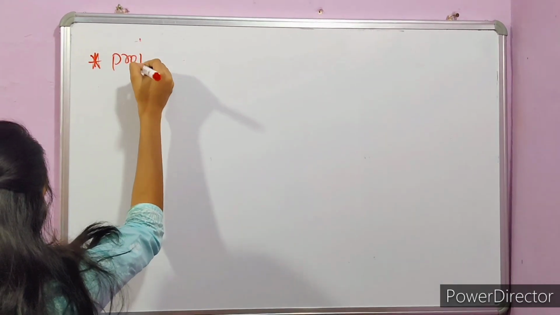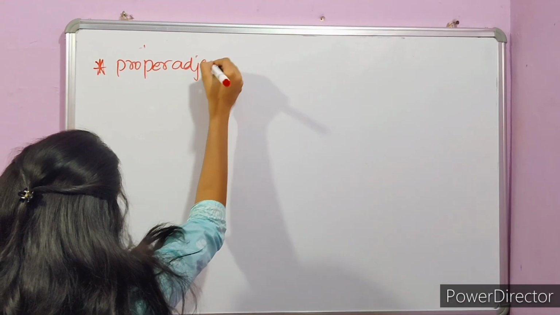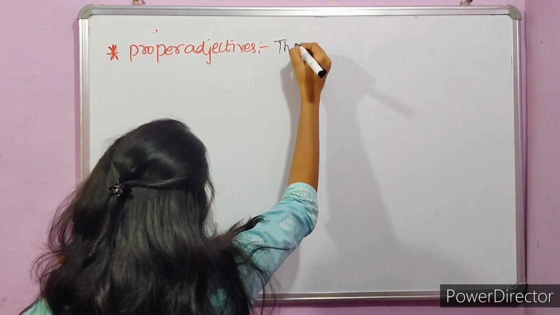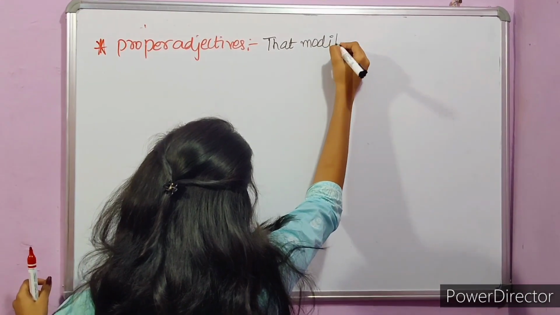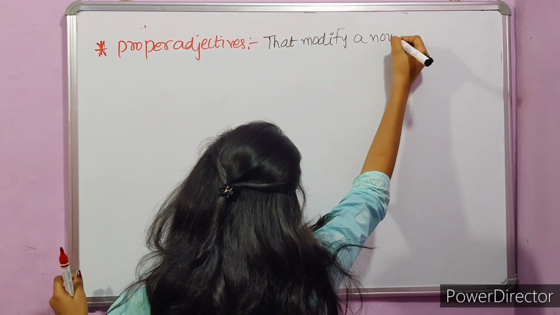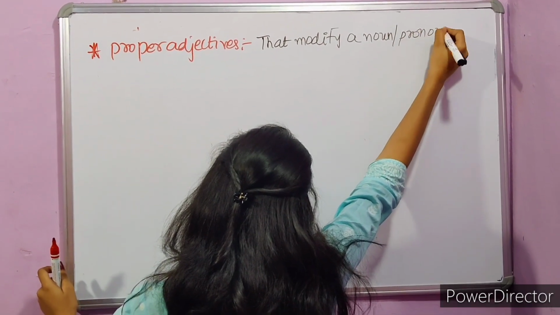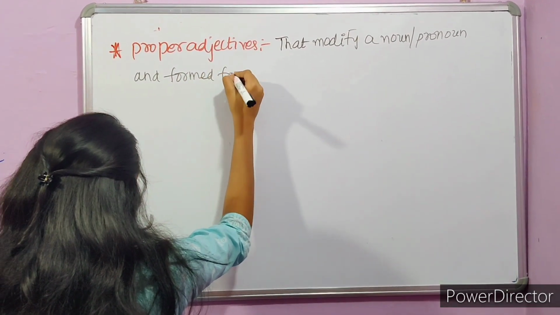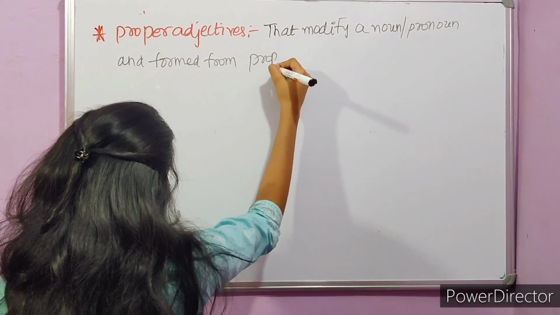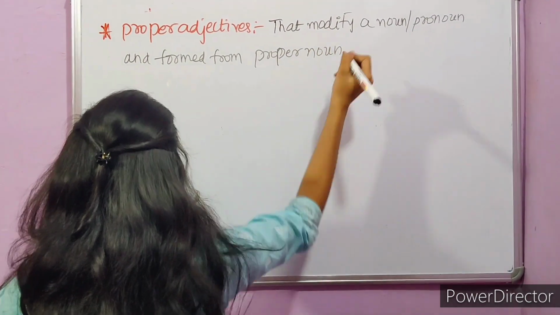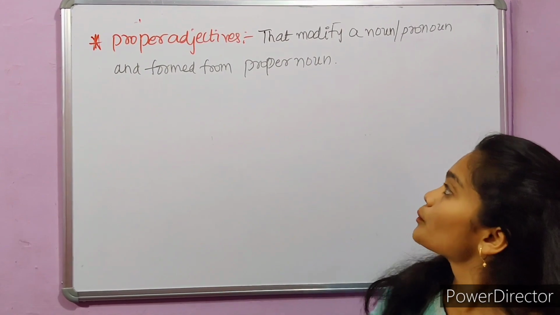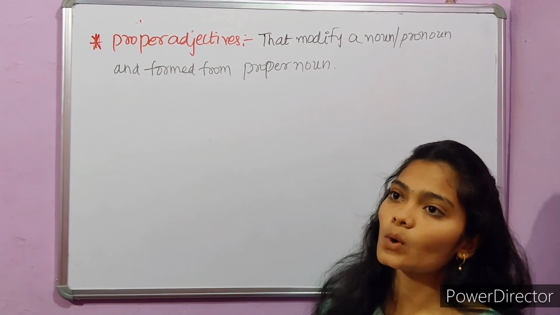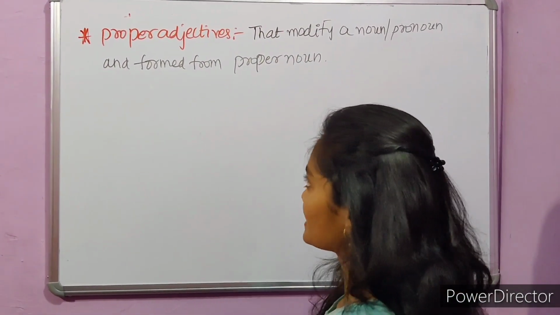Proper adjectives. Proper adjectives are the adjectives that modify a noun or pronoun and are formed from proper nouns. Proper adjectives are the adjectives that are formed from the proper nouns and they qualify a noun or a pronoun.